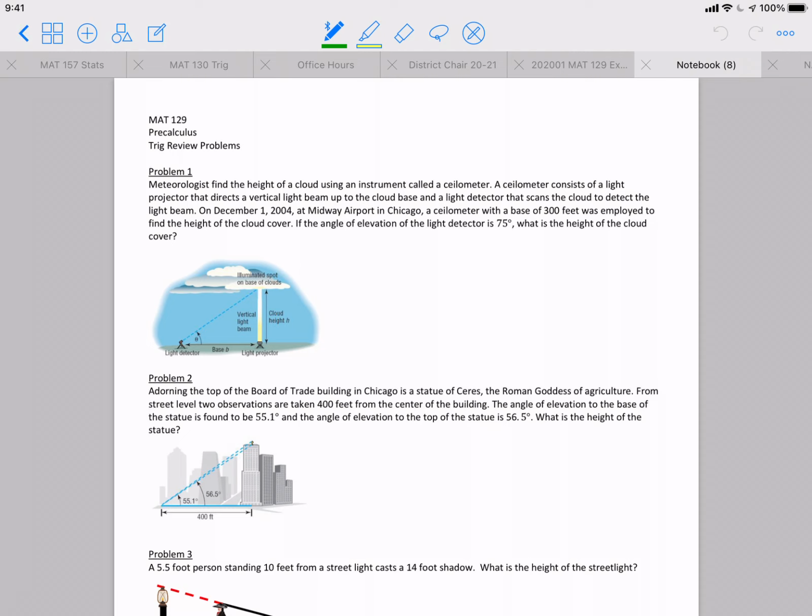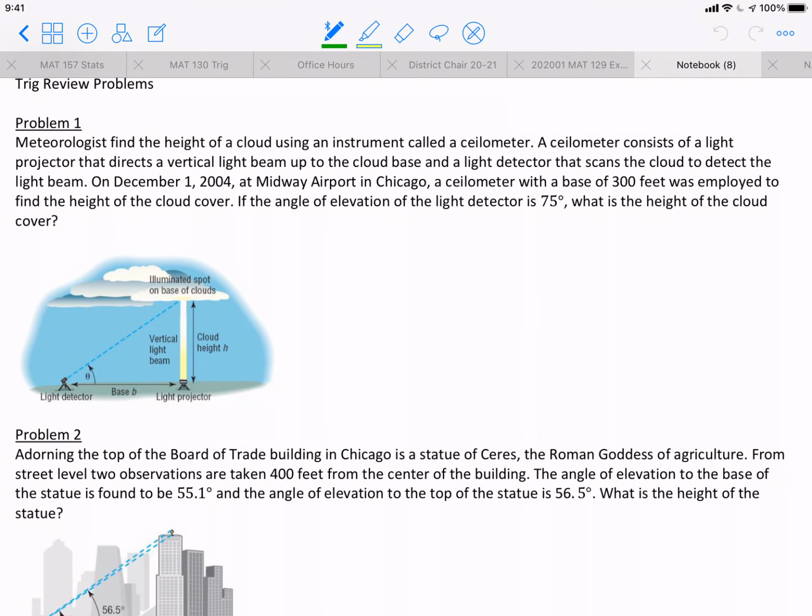All right, so meteorologists find the height of a cloud using an instrument called a ceilometer. A ceilometer consists of a light projector that directs a vertical beam up to the cloud and it detects it. At Midway Airport, a ceilometer with a base of 300 feet was employed to find the height of a cloud cover. The angle of elevation is 75 degrees. What is the height of the cloud cover? All right, so this is pretty straightforward, pretty easy one.